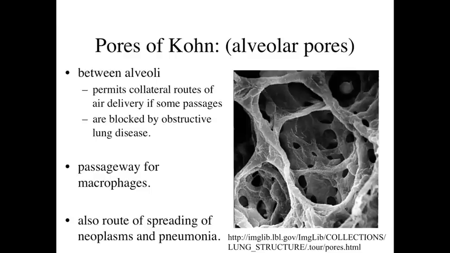These are important if you have damage to a region of the lungs because they allow for collateral exchange of air. If you've got a passageway that's been blocked, air can flow through these alveolar pores and allow respiration and exchange to occur. So it's good, but it's also a possible passageway for macrophages, which is again good, but it can also cause the spreading of disease, either neoplasms or pneumonia.